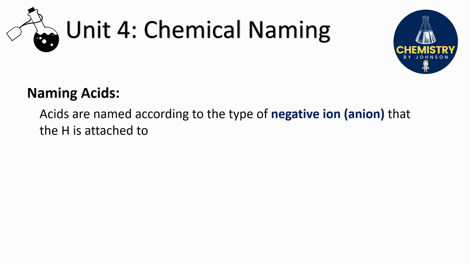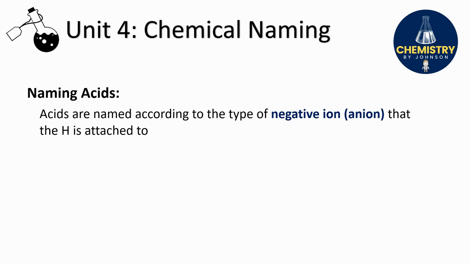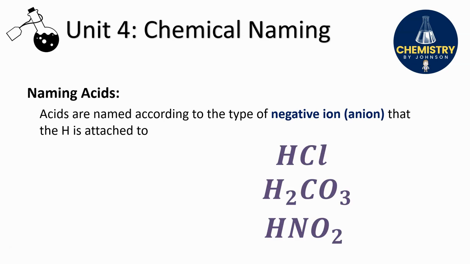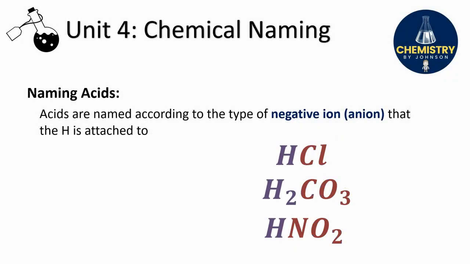Acids are named according to the type of negative ion, which we call an anion, that the hydrogen is attached to. So that means if we've got our 3 acid formulas, we're really going to ignore the hydrogen altogether and focus exclusively on the thing that the hydrogen is attached to. So in these 3 examples, the chlorine, the CO3, and the NO2, that's what's going to tell us how to name each acid. There's 3 guidelines.